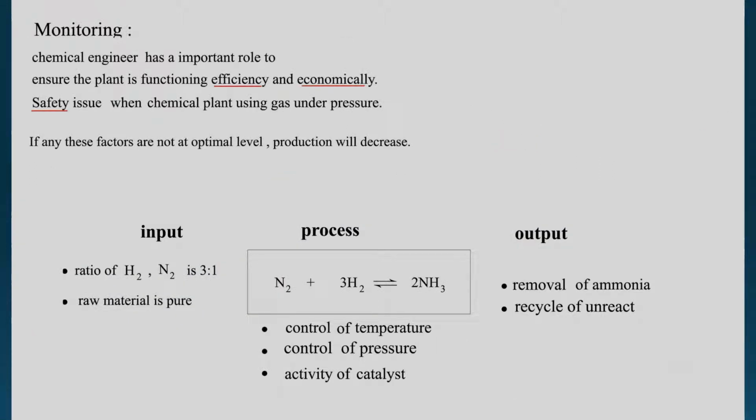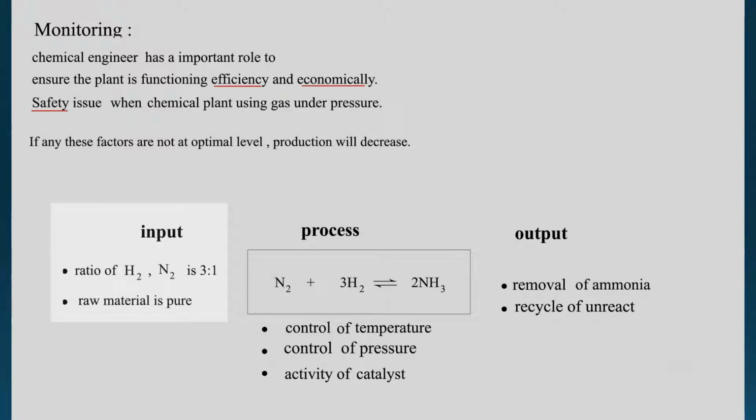So if you are a chemical engineer, you have an important role to ensure this plant functions efficiently, economically, and safely. So how are you going to get maximum production? We consider three parts: input, process, and output. Input. Your ratio of hydrogen gas and nitrogen gas is always 3:1. If you don't use this ratio, you will slow down the production.